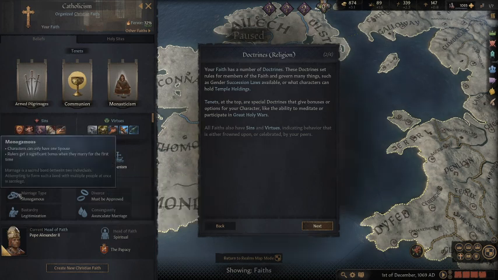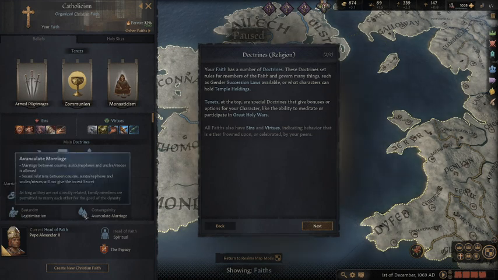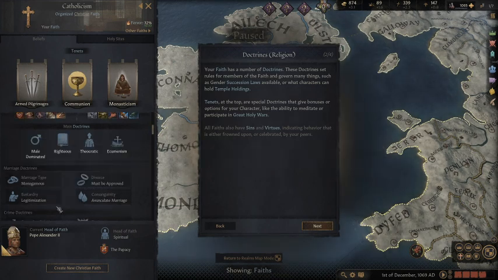Marriage type: monogamous. Divorce must be approved. Bastardry, legitimization. Consanguinity, which is marriage between cousins, aunts/nephews, and uncles/nieces, is allowed. Sexual relations between cousins, aunts/nephews, and uncles/nieces will not give the incest secret. Ew.